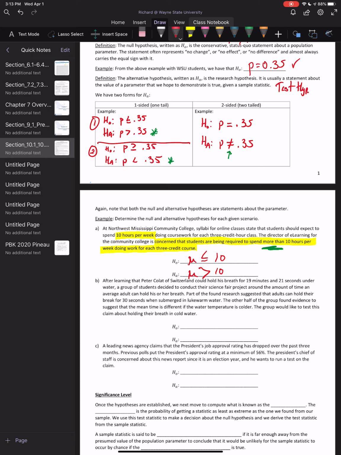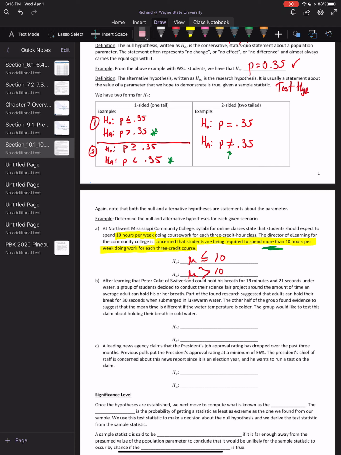Okay, so hopefully you have tried B and C. So let's take a look here. So we've got this guy in Switzerland who can hold his breath for, good grief, almost 20 minutes, 19 minutes, 21 seconds. That is crazy. Wow. Part of the research suggests that adults can hold their breath, sorry about that typo there, for 30 seconds when submerged in lukewarm water.